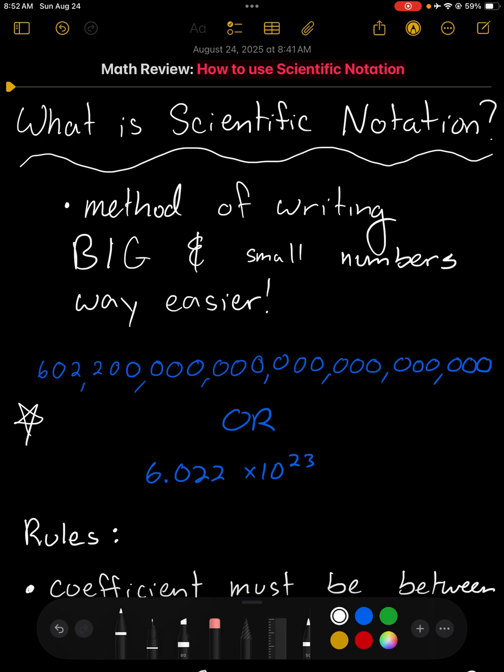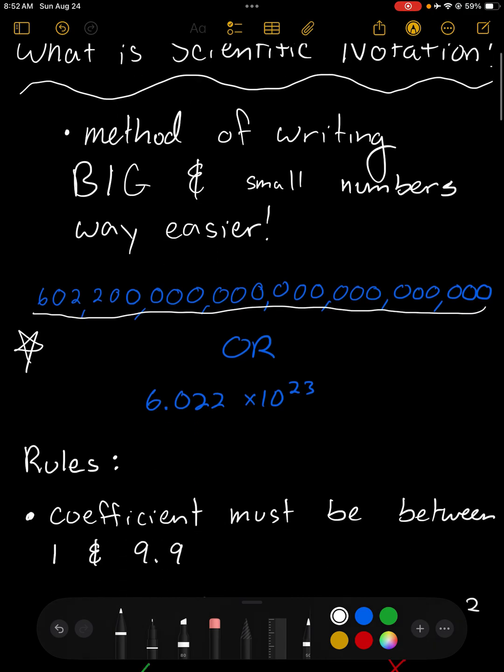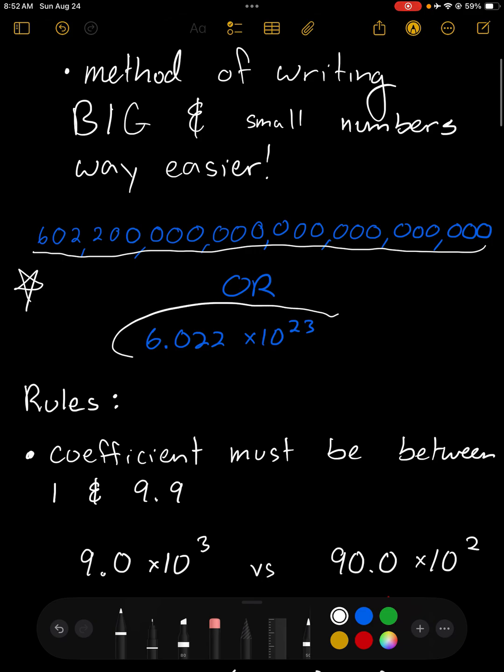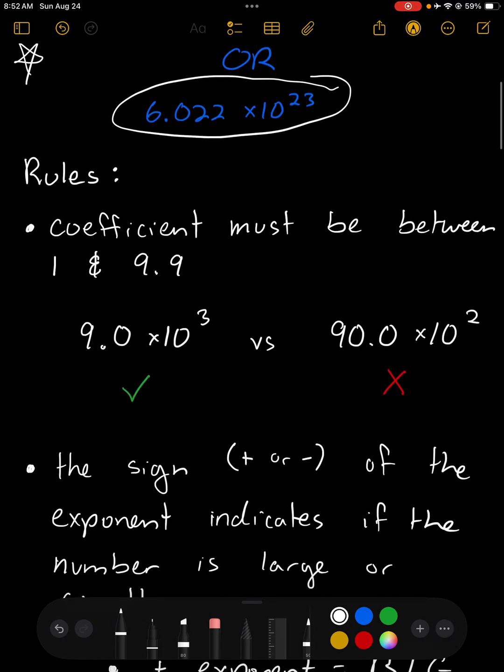We have Avogadro's number, which is unfathomably large. And personally, I would not want to write this out longhand every single time and try to worry about how many zeros there were. I would much rather write it in scientific notation. It's quicker, it's easier. That's the whole point of scientific notation. There's a couple of rules.